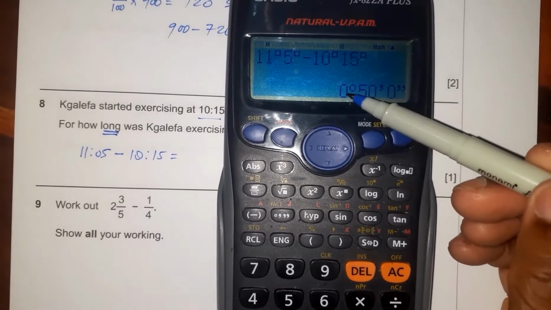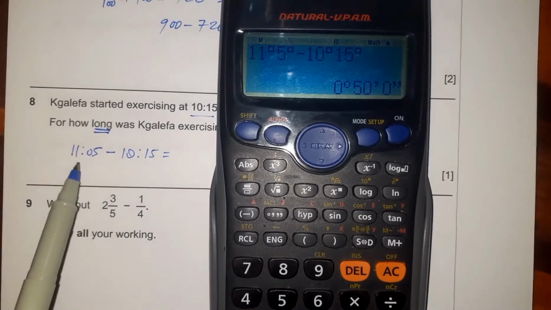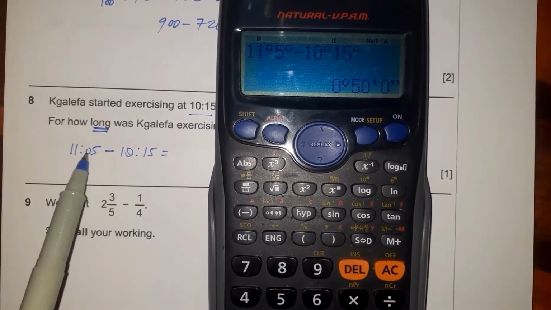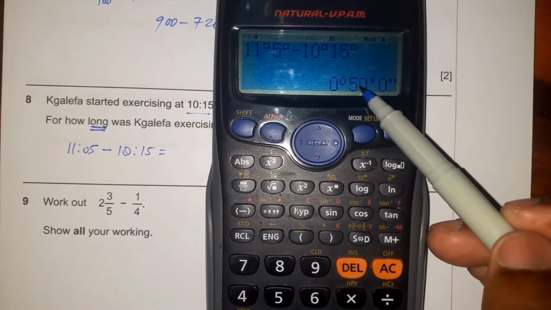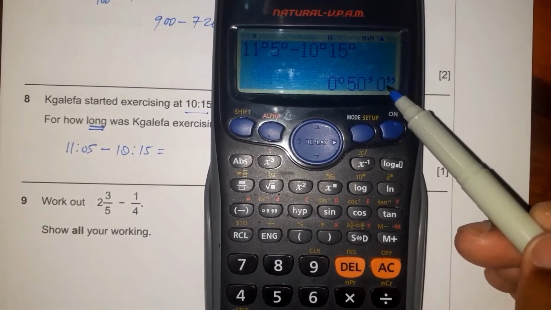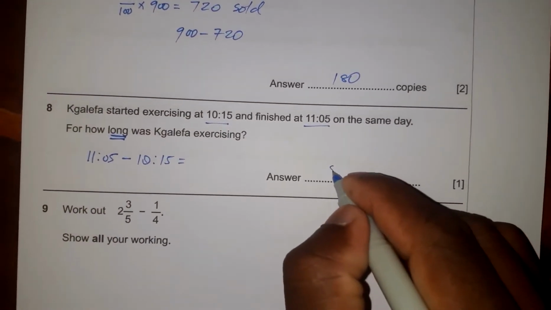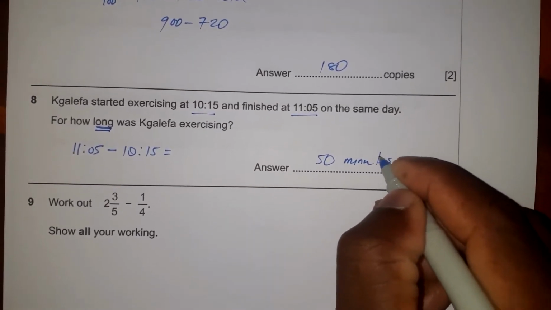So here the 0 means hour. As you can see here, it's 11 and 10, these are hours. 5 and 15, these are minutes. So we have 0 hour, 50 minutes, 0 seconds. So you write here 50 minutes.